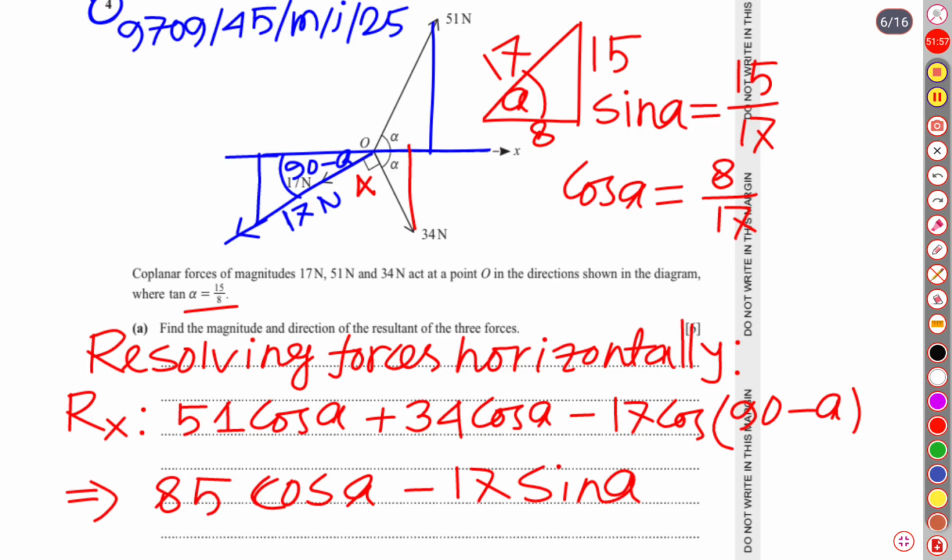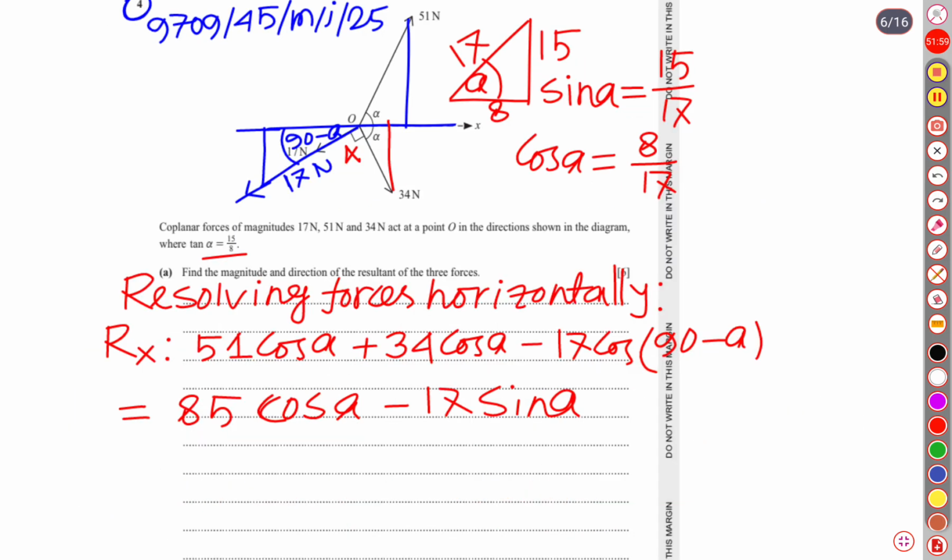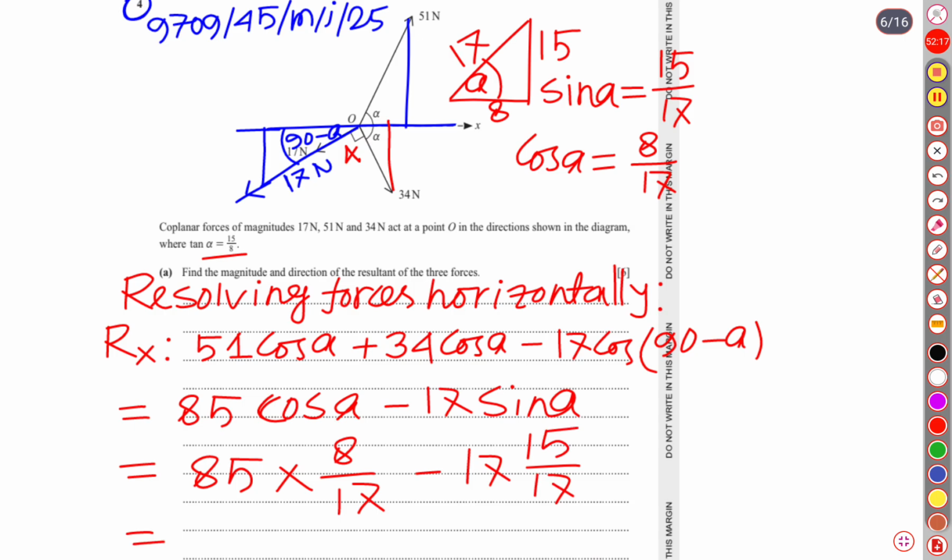Then let us substitute the values. Already we have obtained the value of cos alpha, which is 8 over 17, and the value of sine alpha is 15 over 17. So if we finally simplify this, it is 5 times 8, that is 40, minus 15, that is 25 Newton. So the horizontal resultant force is 25 Newton.